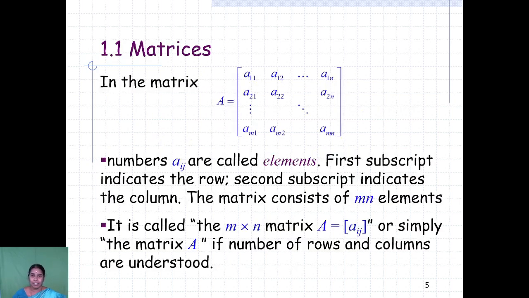The notation for a matrix is A equal to, arranged in the order A11, A12, etc., up to Amn. Here the numbers Aij are called the elements. The first subscript i indicates the row and the second subscript j indicates the column. The matrix consists of mn elements. It is called an m by n matrix, written A equal to [Aij], or simply a matrix A if the number of rows and columns are understood.